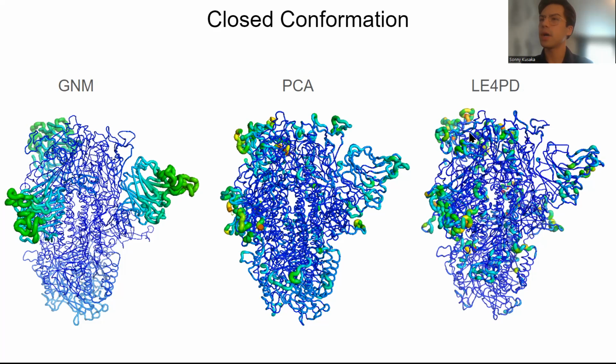And with LE4PD, it's a bit hard to see here, but it's even more detailed than PCA. And that's exactly what we would expect going into this. This should be the most accurate, and so far it looks like it is.